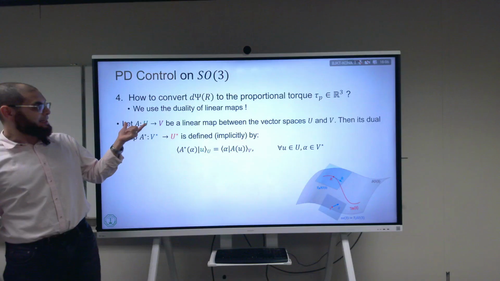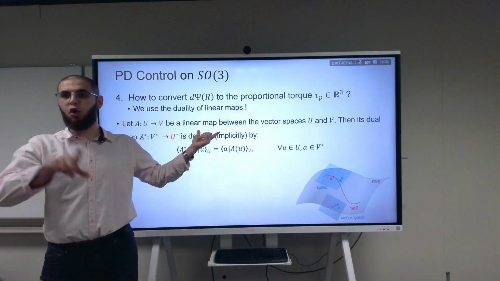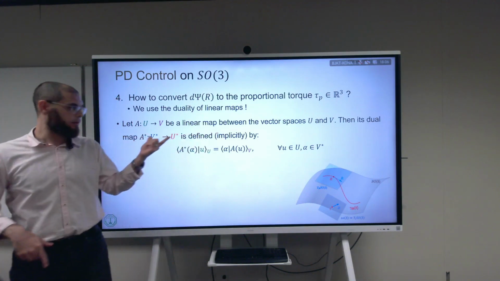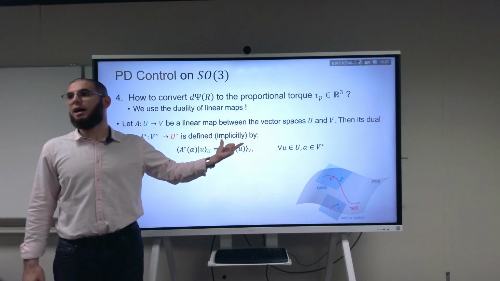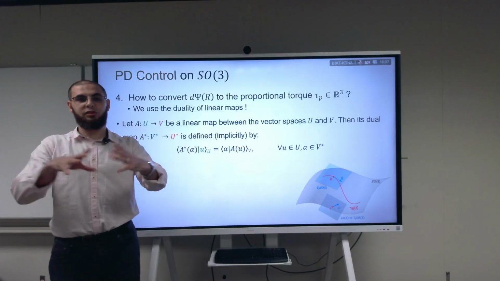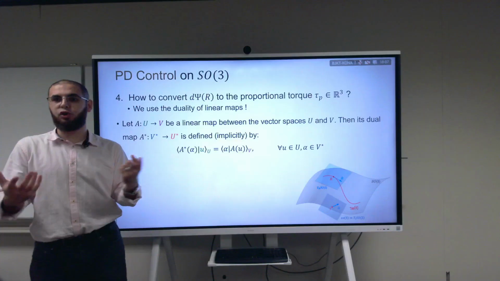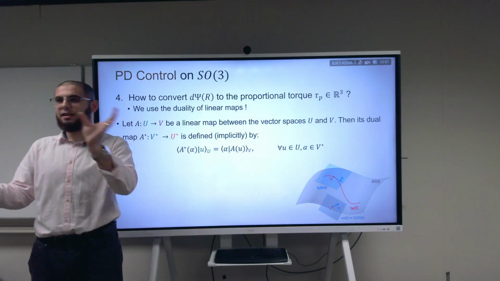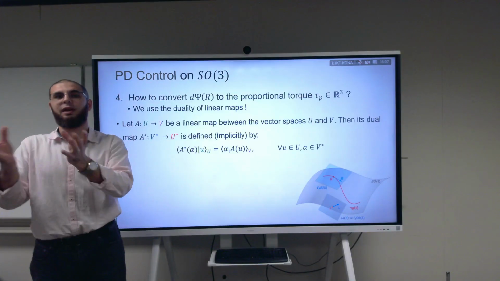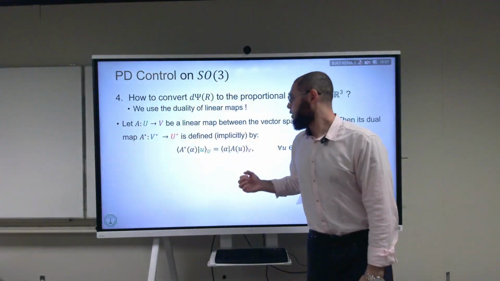I said here this is a linear map. I did not say it's a linear isomorphism, which means I can go one way, but I cannot go the other way around. It's defined implicitly. By implicitly, I mean that sometimes you cannot write it explicitly; you can just define it. This is the definition of it, and in order to find it out, you need to do exactly what we did. You need to compute the right-hand side and the left-hand side, compare both, and you get it out of it.